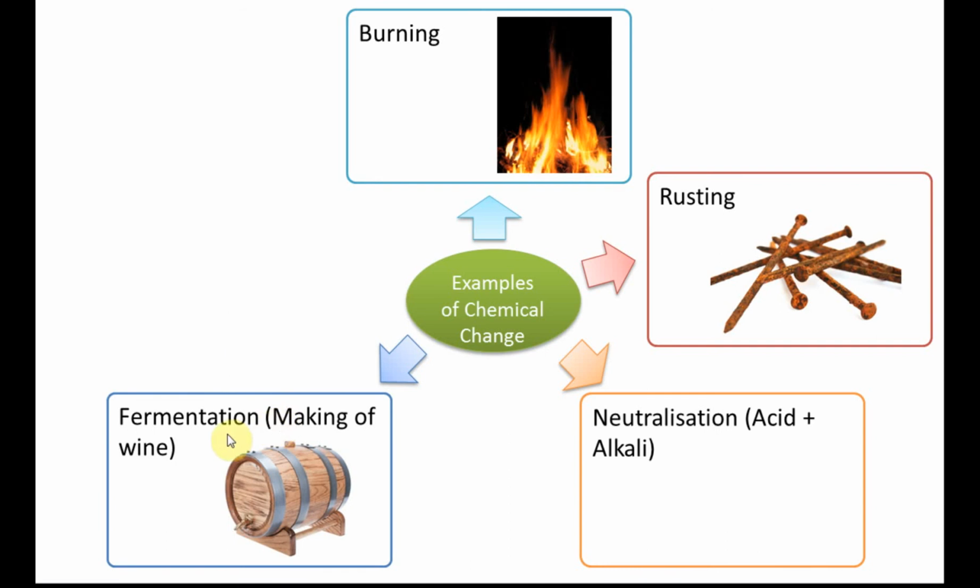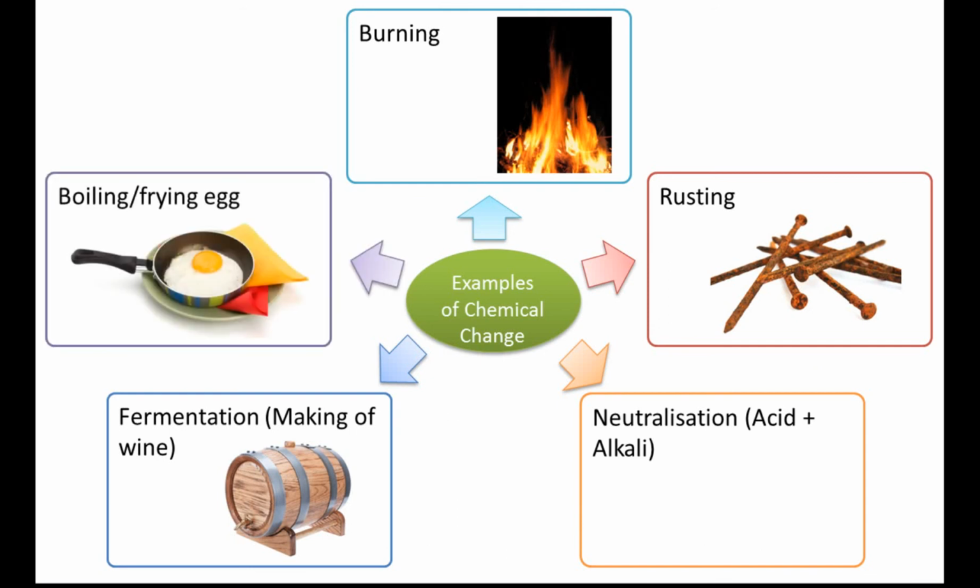Fermentation is a process used in the making of wine. These are the barrels normally used for fermentation to make wine or beer. It's a chemical change. We change starch or sugar into alcohol. And the last one, boiling or frying an egg. Before the reaction and after the reaction, chemically they are not the same. So it's a chemical change. That's what you need to know about chemical change.